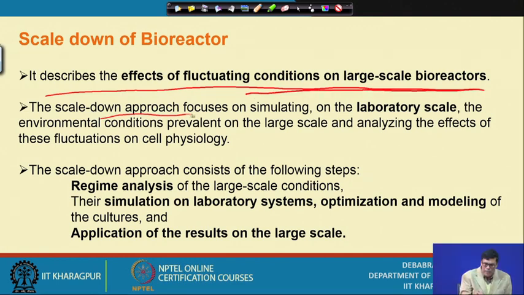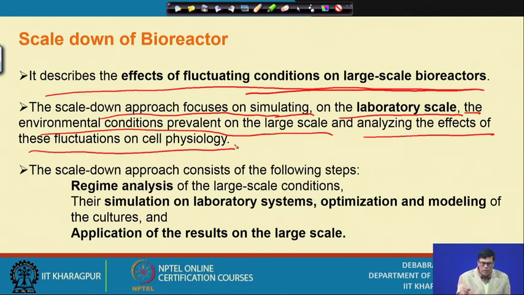The scale down approach focuses on simulating, at laboratory scale, the environmental conditions prevalent on the large scale, and analyzing the effects of this fluctuation on cell physiology. That we can do very easily in the small scale. This cannot be done in the big scale; in the big scale it will be very difficult.